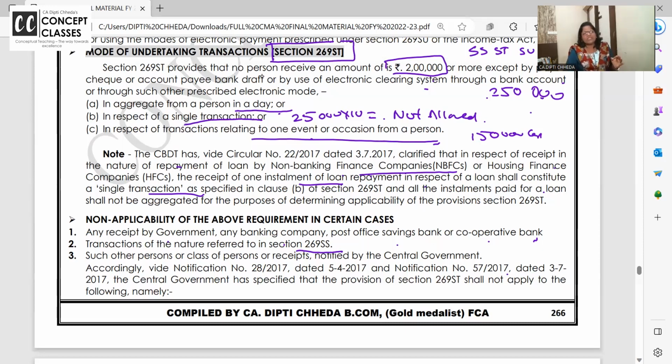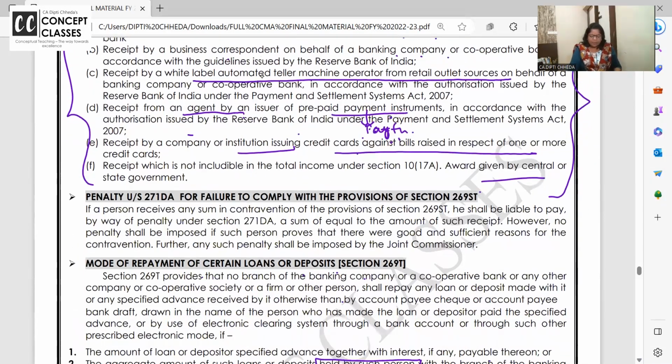But specifically 269ST says single day, single person, single transaction or single occasion, you cannot make a payment above 2 lakh in cash. If you do, what is the consequence? 271DA. Okay, penalty equal to whatever you have received in cash. No penalty shall be imposed if such person proves that there was a good and sufficient reason and all. Everyone will be given time for that. Clear? So here we complete the more important 4 sections.